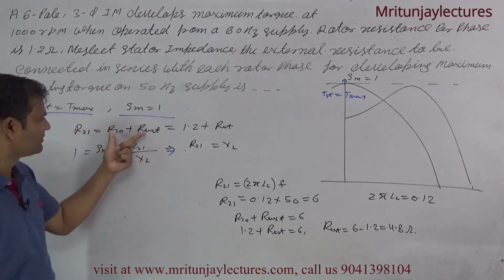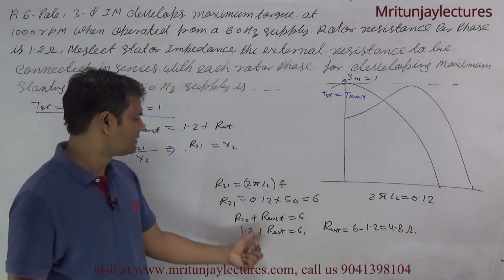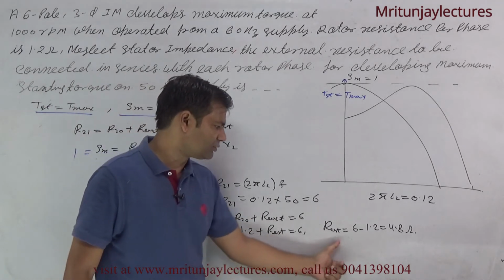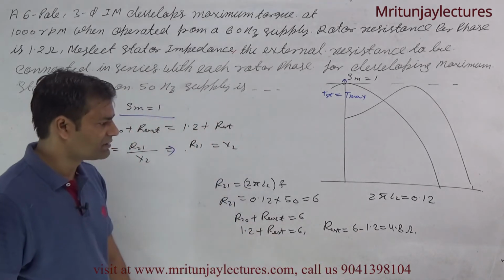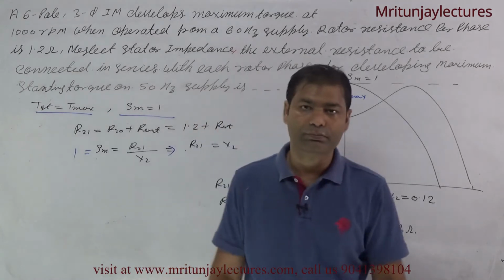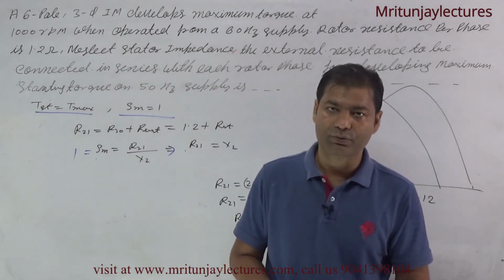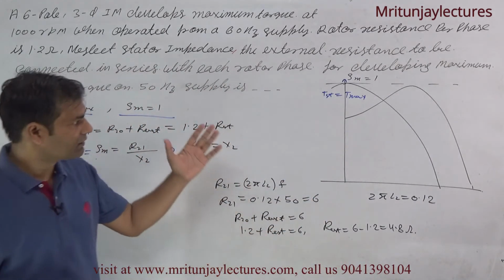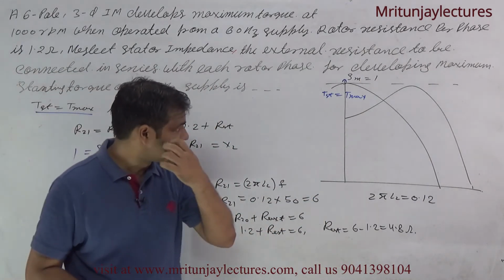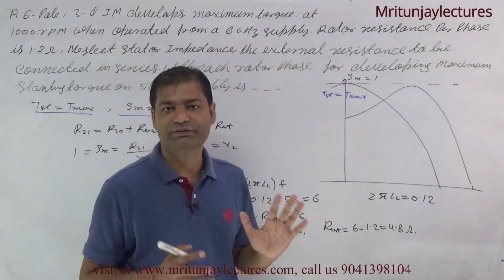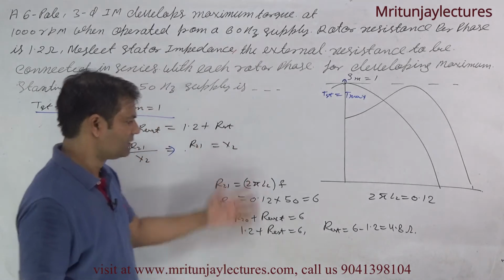R2' will be equal to the rotor resistance 1.2 plus external resistance, and this will be equal to 6. So the external resistance is 4.8. If you add 4.8 ohm per phase rotor resistance, then at S equal to 1 the starting torque will be equal to T max.